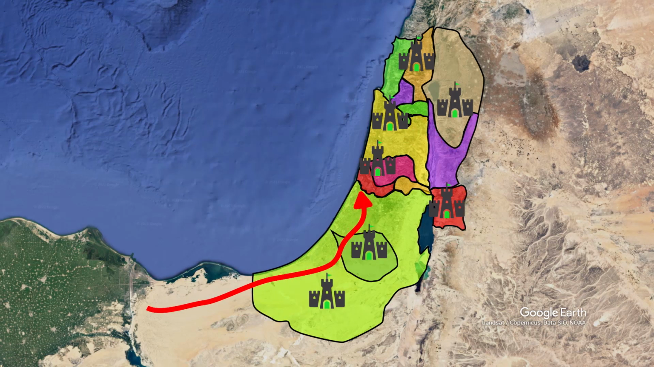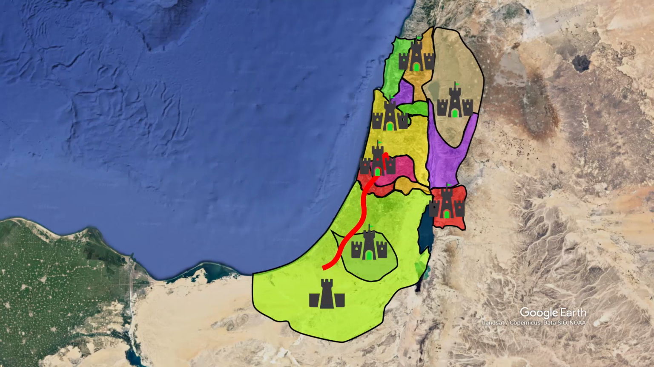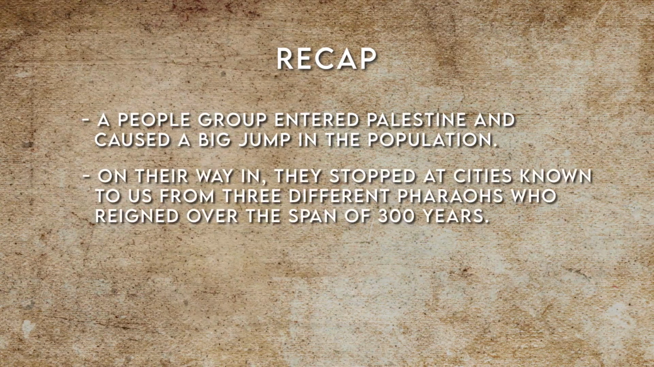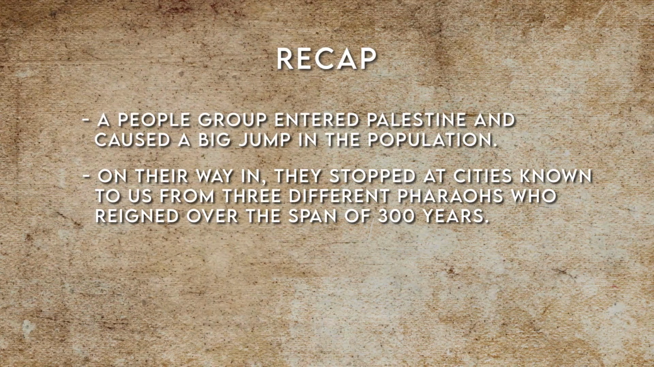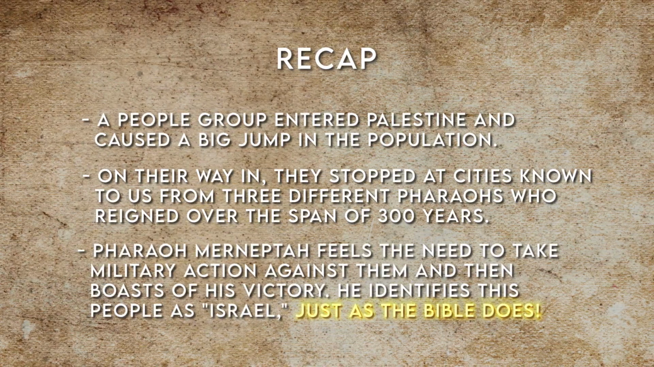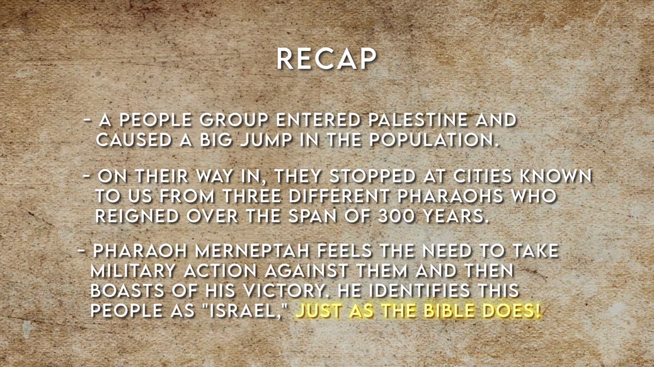When we cross off the other various people groups who simply couldn't qualify in that era, we're pretty much left with the people that Pharaoh Merneptah called Israel, a definite corroboration of the Bible's account of the books of Joshua and Judges. So a complete picture emerges. A people group entered Palestine and caused a big jump in population. On their way in, they stopped at cities known to us from 3 different pharaohs who reigned over the span of 300 years. Pharaoh Merneptah feels the need to take military action against them and then boasts of his victory. He identifies this people group as Israel, just as the Bible does.